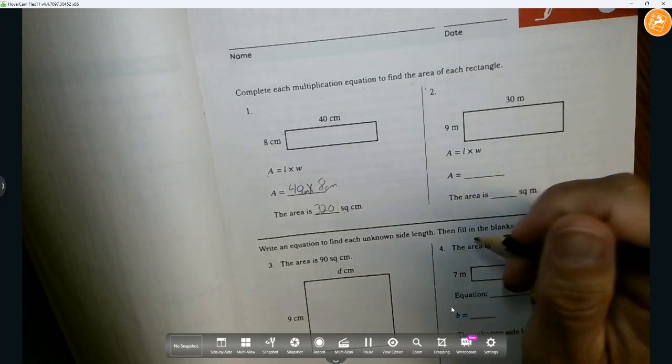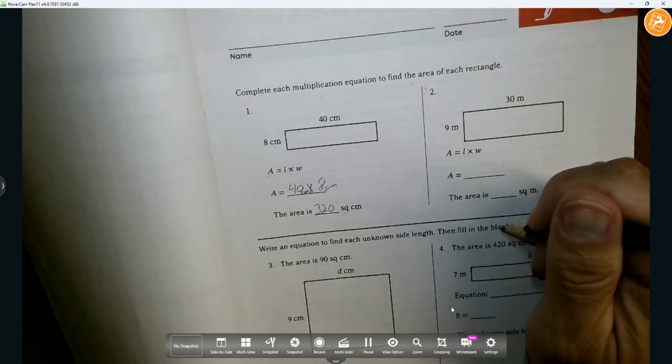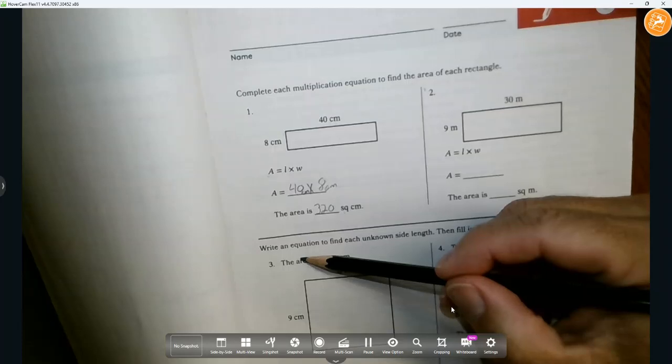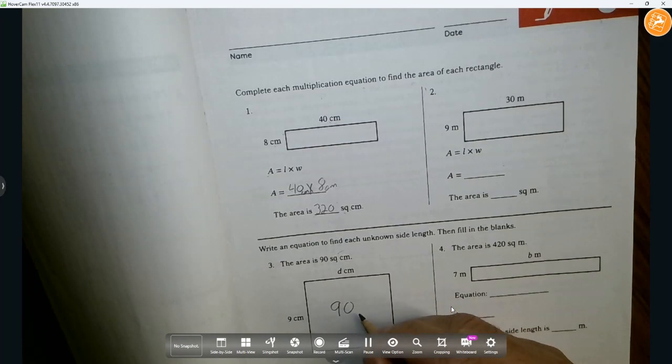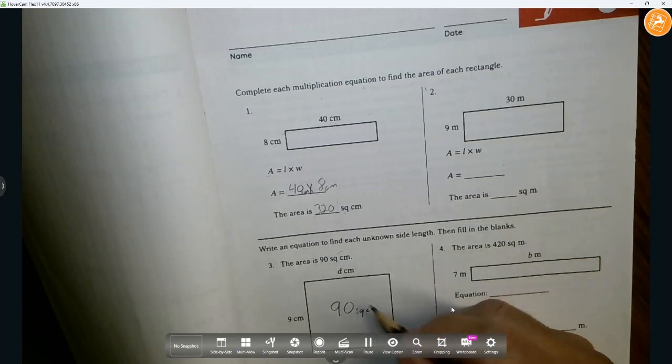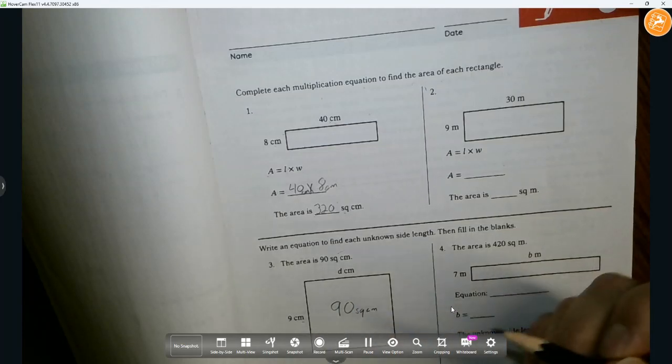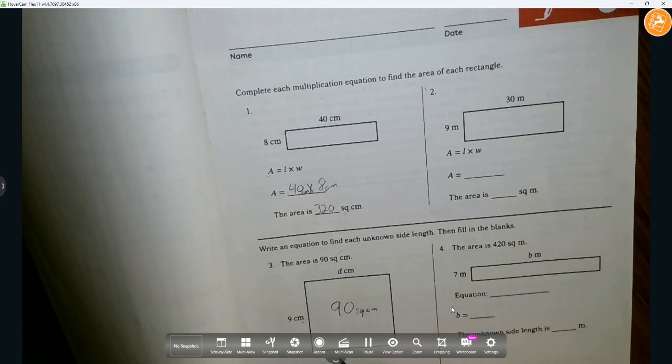All right, the bottom, number 3, says write an equation to find each unknown side length. Then fill in the blanks. All right, so we have here, the area is 90 square centimeters. That means this whole area in here is 90 square centimeters. So we know the total, and we know one side. It sounds like a division problem to me. So I have 90 square centimeters. I'm going to divide that by 9 and see what it equals.